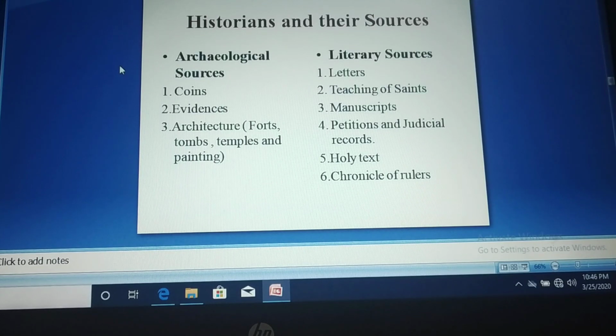Chronicles of rulers: rulers employed court poets to write their chronicles, when they were born, when they fought their first battle, when they got married, when they had a child. All these things were written by the chronicler in the chronicles. And teachings of saints. Yes, the Bhakti movement started somewhere in the medieval period. So the teachings of saints or the biographies of these saints were called hagiographies. We get a lot of hagiographies which give us insight into this period.